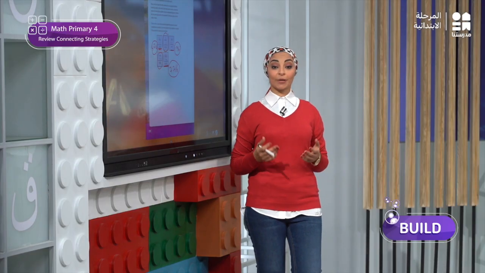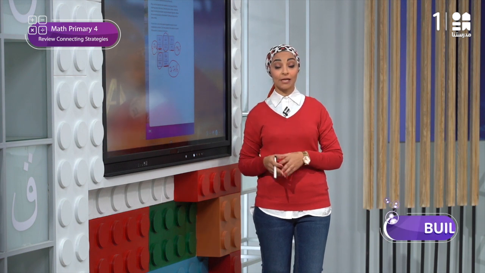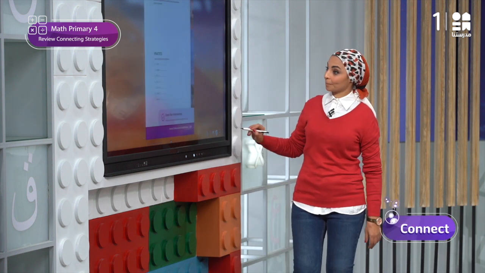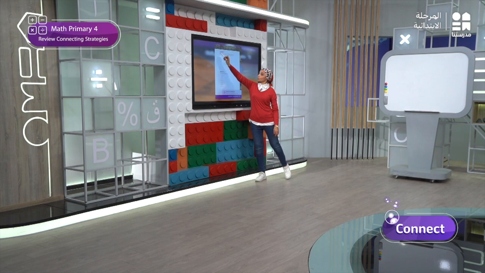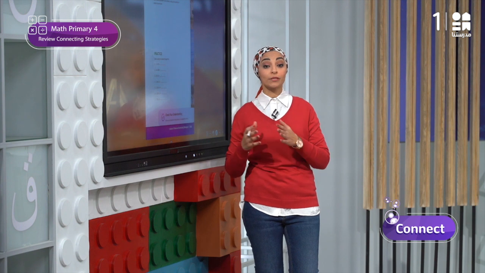After practicing multiplication problems using more than one strategy, let's head to connect on page 279 on your school book. Let's move to connect. And here is the connect part, as you see here. Using our own words, we want to summarize. Let's summarize why it is very important to have more than one way.